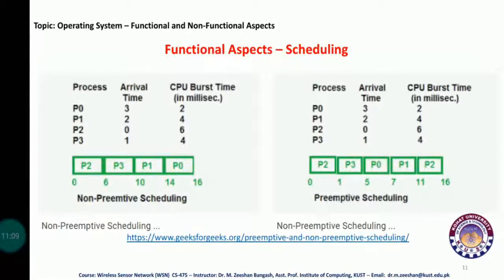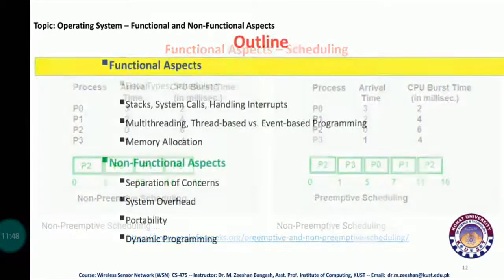However, in preemptive scheduling, the P2 task executes for 1 millisecond. Upon receipt of the high priority task, which is P3, P2 is shifted out and P3 starts executing. Later, at its scheduled time, P2 executes the remaining 5 milliseconds, and in the current situation it is at the end of the queue. So this is an example elaborating non-preemptive scheduling and preemptive scheduling.